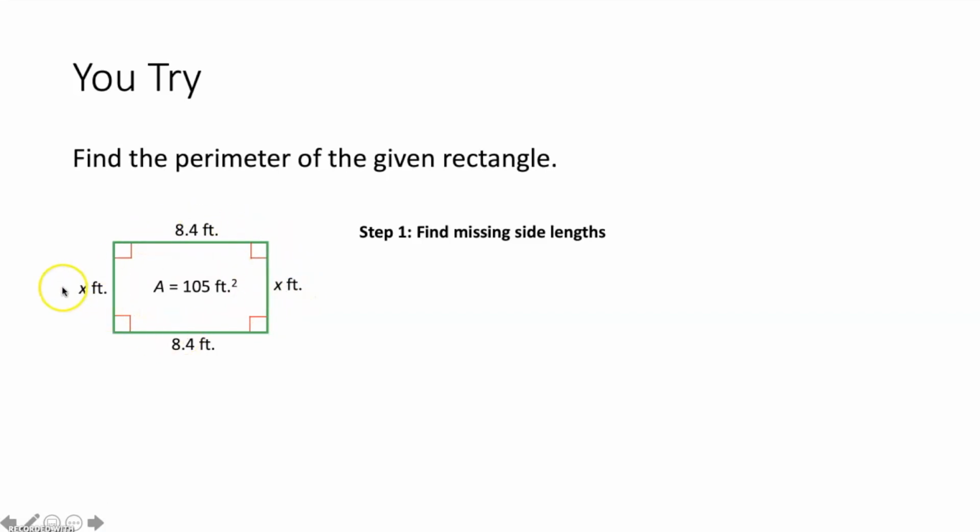So how do we find x? We need to set up an equation in order to solve for x. And we are given the area of this rectangle. So we're going to use the area of a rectangle formula in order to solve for our missing side length. We're going to take 105 feet squared, or square feet, and plug that in for our a. And we can plug in 8.4 feet and x feet for our base or our height. It doesn't matter which one you plug in for which.